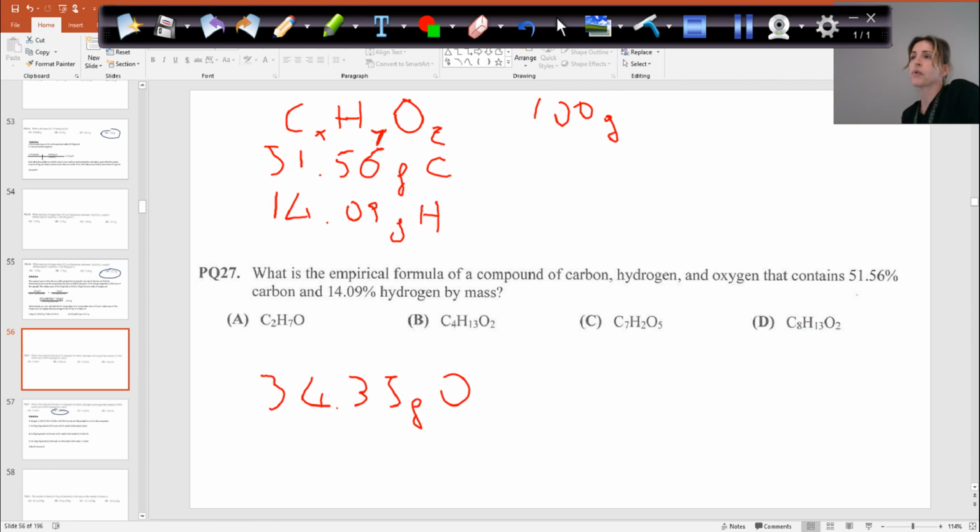So now how do I go from grams to moles? Divide by the molar mass of each, right? Or times 1 over the molar mass. So what's the molar mass of carbon from the periodic table? Roughly 12, right? So 1 mole, 12 grams. This is the times. So then times 1 mole over, what is hydrogen? 1 gram per mole.